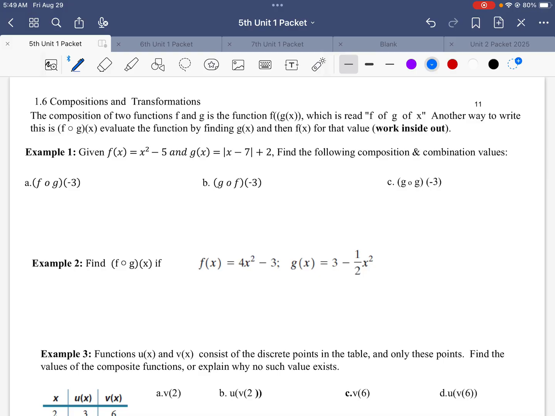For those of you who would like a review, I'm going to go ahead and just work some of these examples. And again, you can check your answers with the key in the classroom. All right, well, this first video will be about function composition.